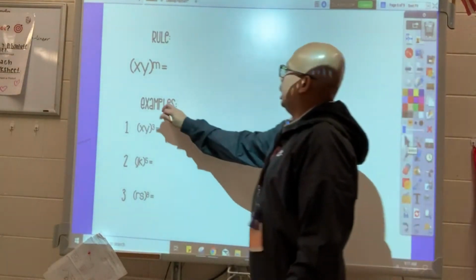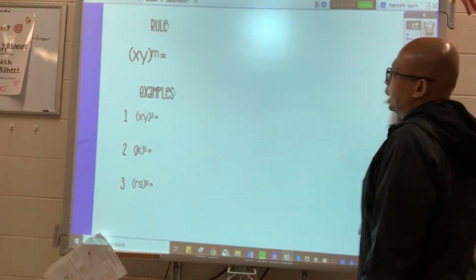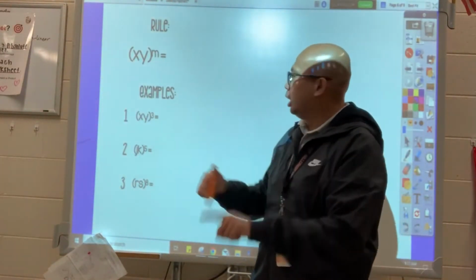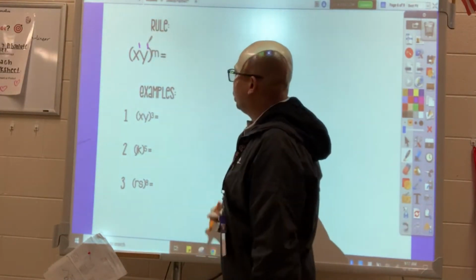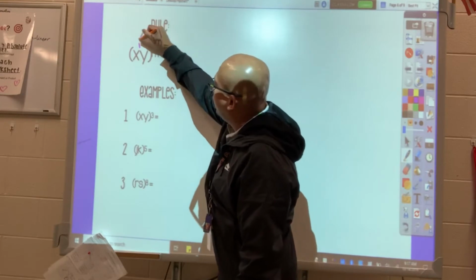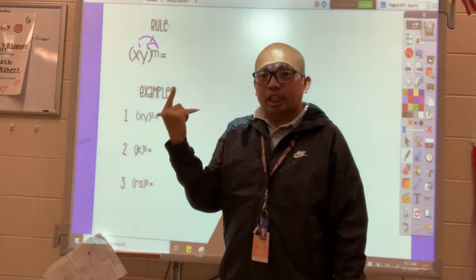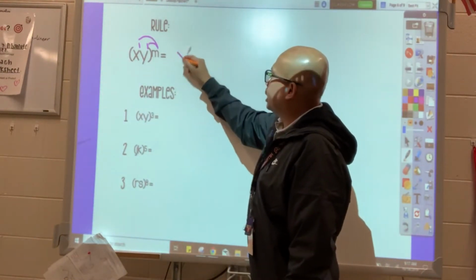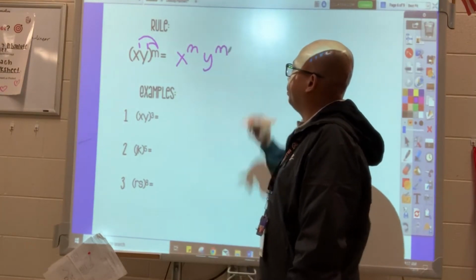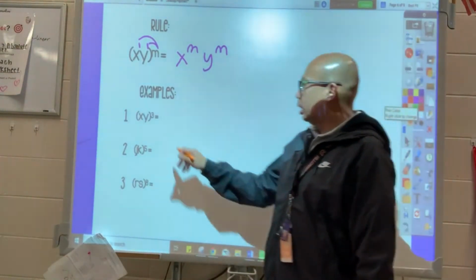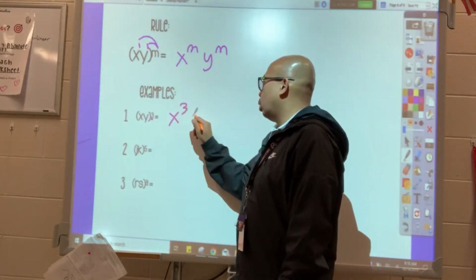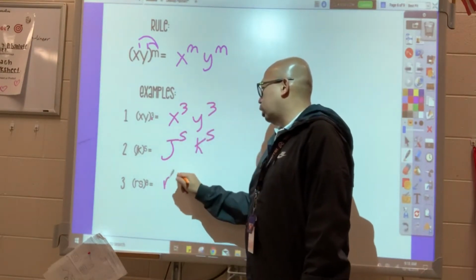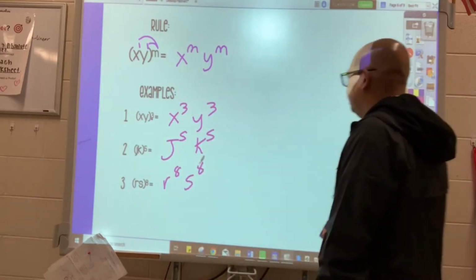Next, the power of a product rule here. This is simple. Here you just have to distribute. Remember, if there's no exponent, that means it's equal to 1. So there's a 1 here and there's a 1 there. What you need to do is just multiply the 5 to the 1 and to the 1 there. If you multiply the exponent to the 1, the answer is always itself. So basically just distribute it. So this will become x to the m, y to the m. For this case here, you distribute the 3: x to the 3rd, y to the 3rd, j to the 5th power, k to the 5th power, r to the 8th, s to the 8th.